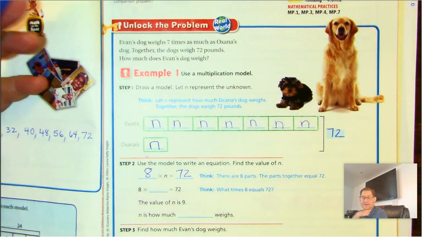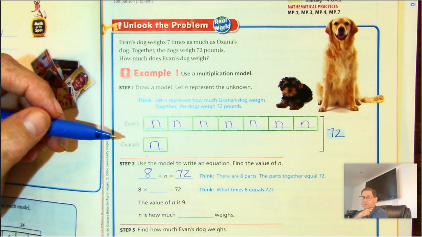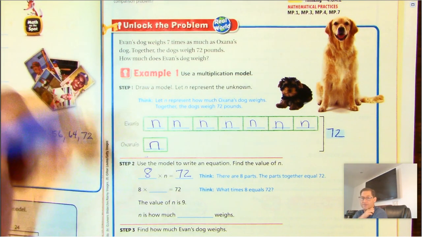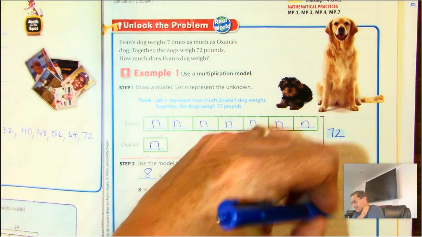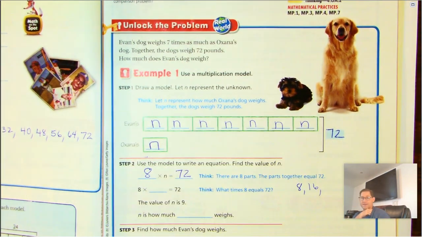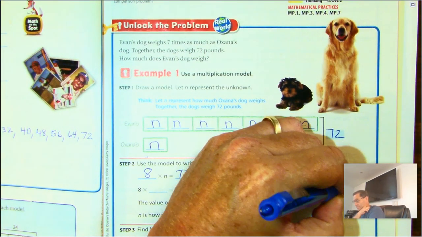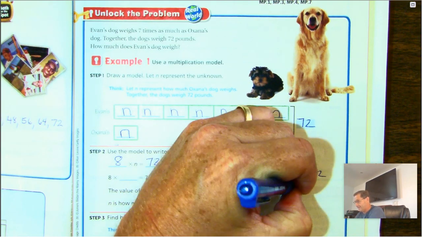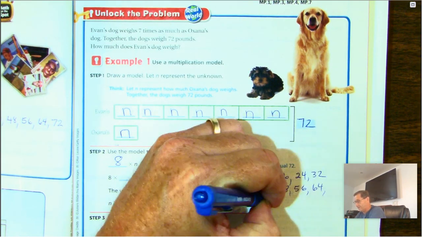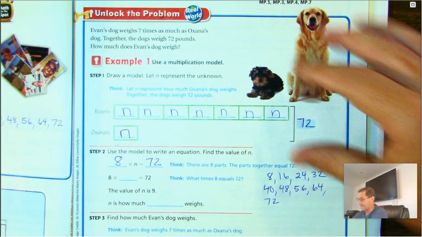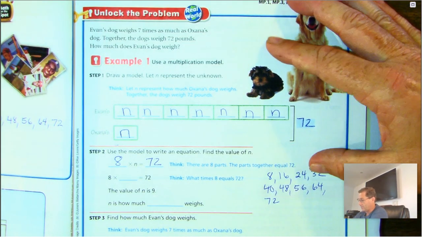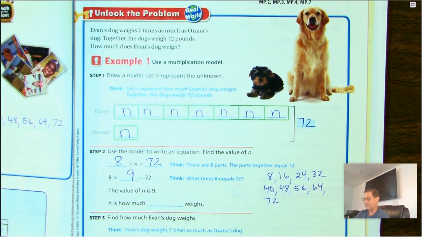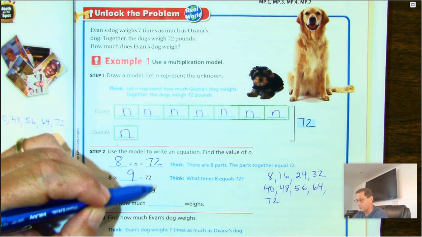So what times 8 gives us 72? Well, ideally we know our 8s, and we can quickly say 8 times what is 72. If we can't, we got to skip count. 8, 16, 24, 32, 40, 48, 56, 64, 72. All right. So how many times did I skip count the 8s? 1, 2, 3, 4, 5, 6, 7, 8, 9. 9 times. So 8 times 9 equals 72. So the unknown value is 9.